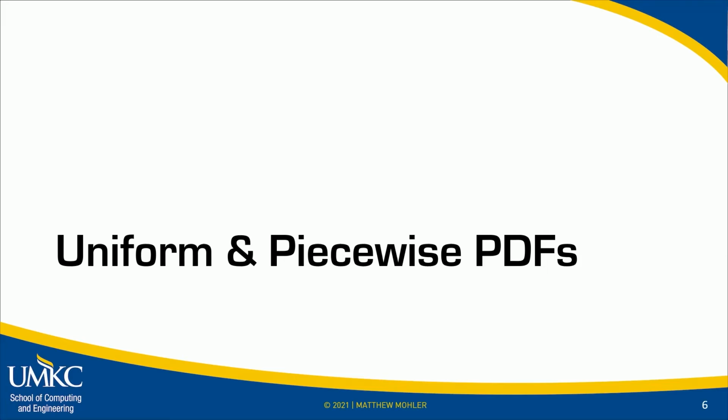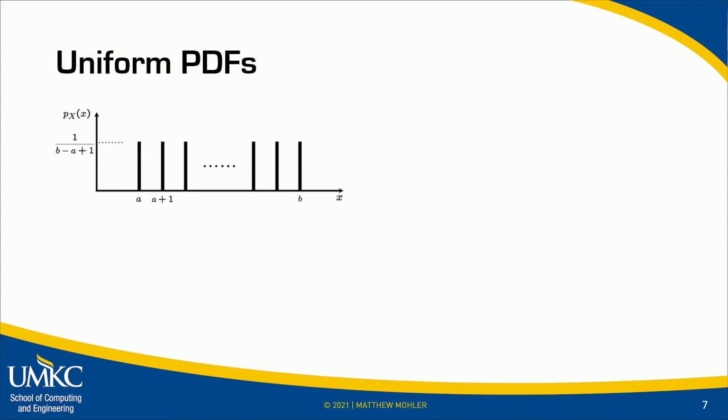In this section, we'll look at a couple practical examples of PDFs, and specifically we'll just look at a uniform probability density function and then extend that into piecewise probability density functions. So starting out, let's revert back to our discrete version, the probability mass function for a uniform probability mass function, and that's what we've got right here.